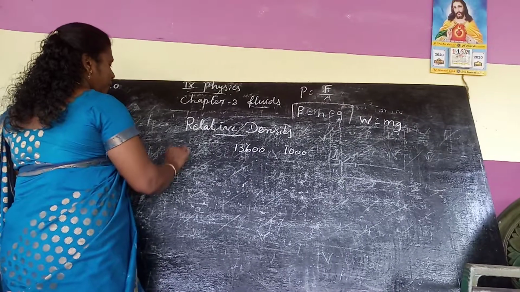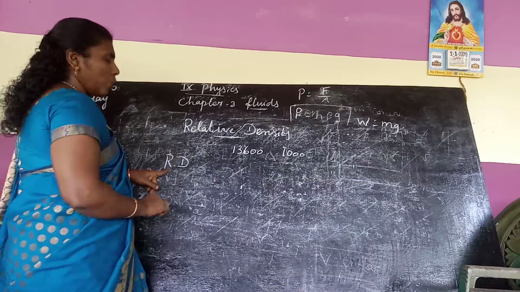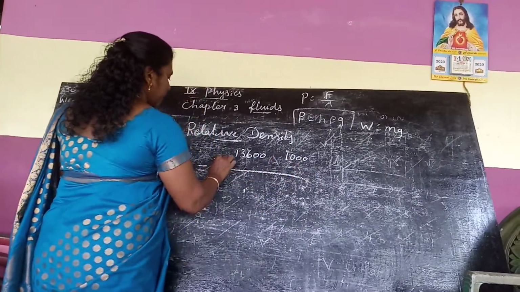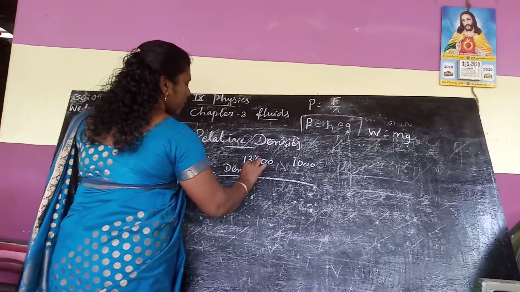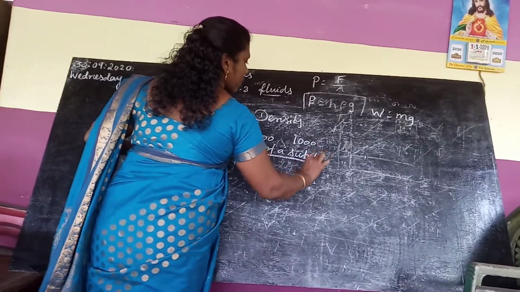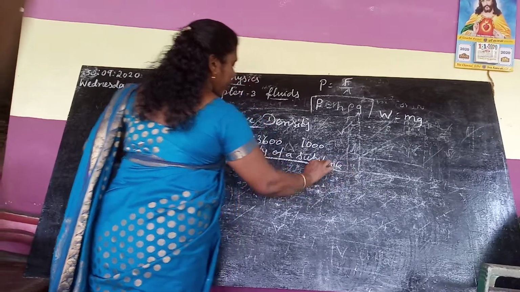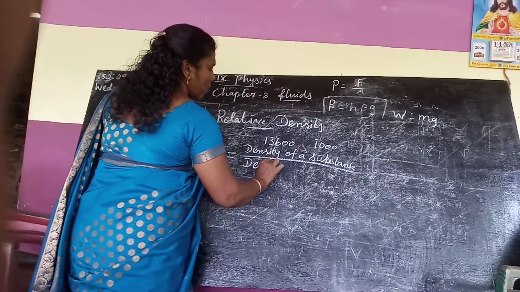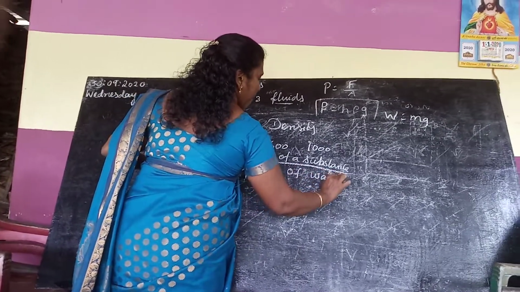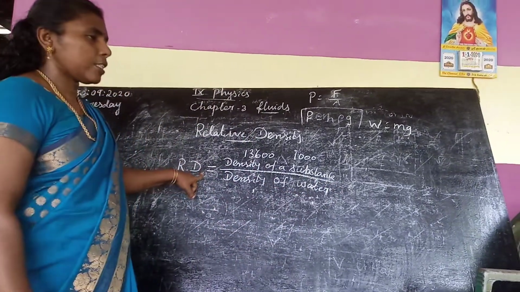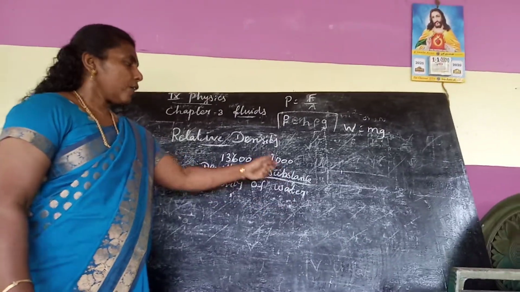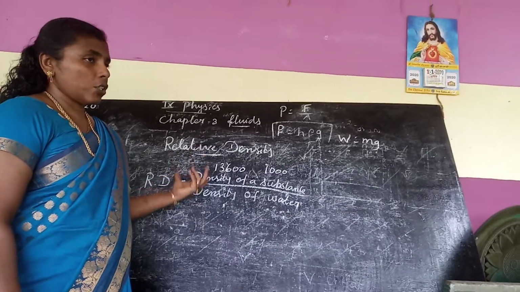So what's the formula for relative density? Relative density equals the density of the substance divided by the density of water. The formula for relative density is the density of a substance divided by the density of water. What is the unit of relative density? There is no unit.